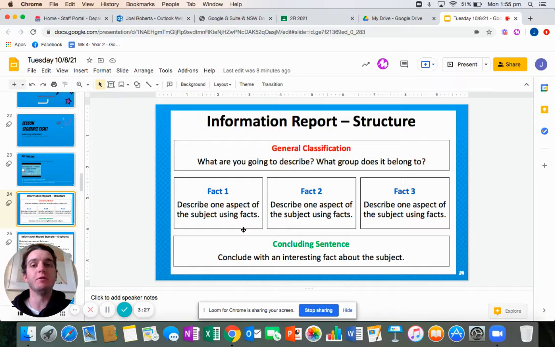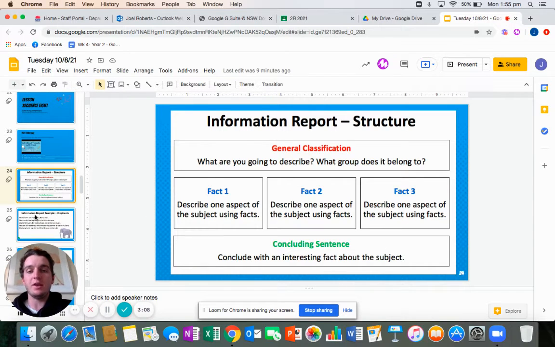We want to make sure that our informative texts are full of facts. So that's what you do for the body paragraphs, and then at the end we have our concluding sentence. The way that we conclude our informative text is with an interesting fact about the subject. That interesting fact might not fit into this aspect, or this aspect. And that's why it's good to do that at the very end.